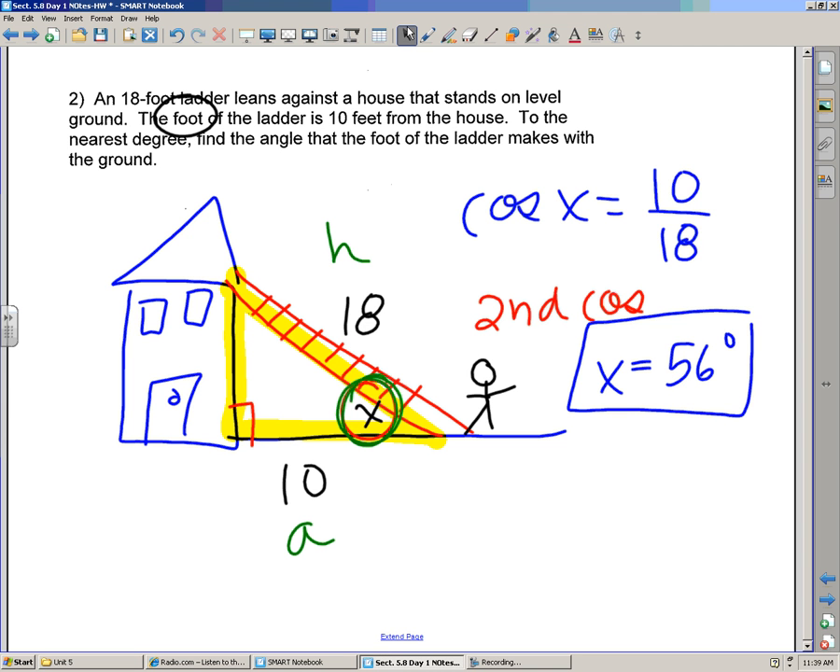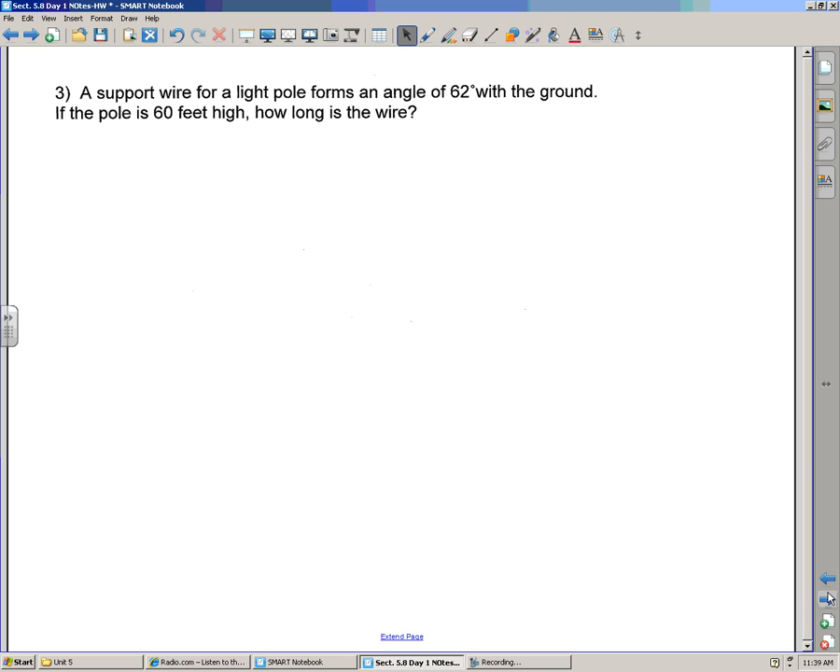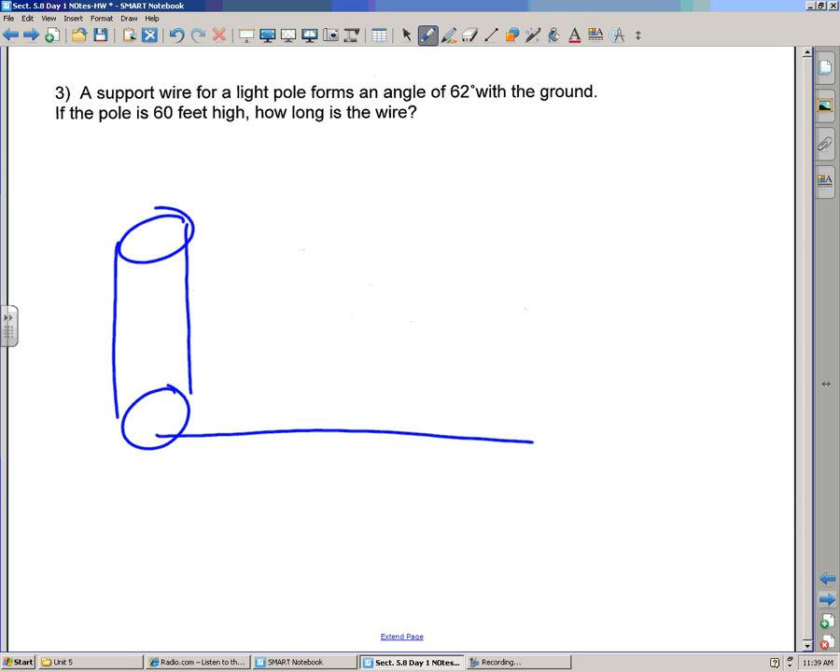All right, let's go for the third one. A support wire for a light pole forms an angle of 62 degrees with the ground. If the pole is 60 feet high, how long is the wire? Well, I've got a pole. Here's my pole, and my pole is level with the ground. So I'm always going to have my right angle right over here. My support wire from the light pole forms an angle of 62 degrees with the ground. The wire has to go from the light pole and anchor at the ground. Okay, so then there's your triangle.